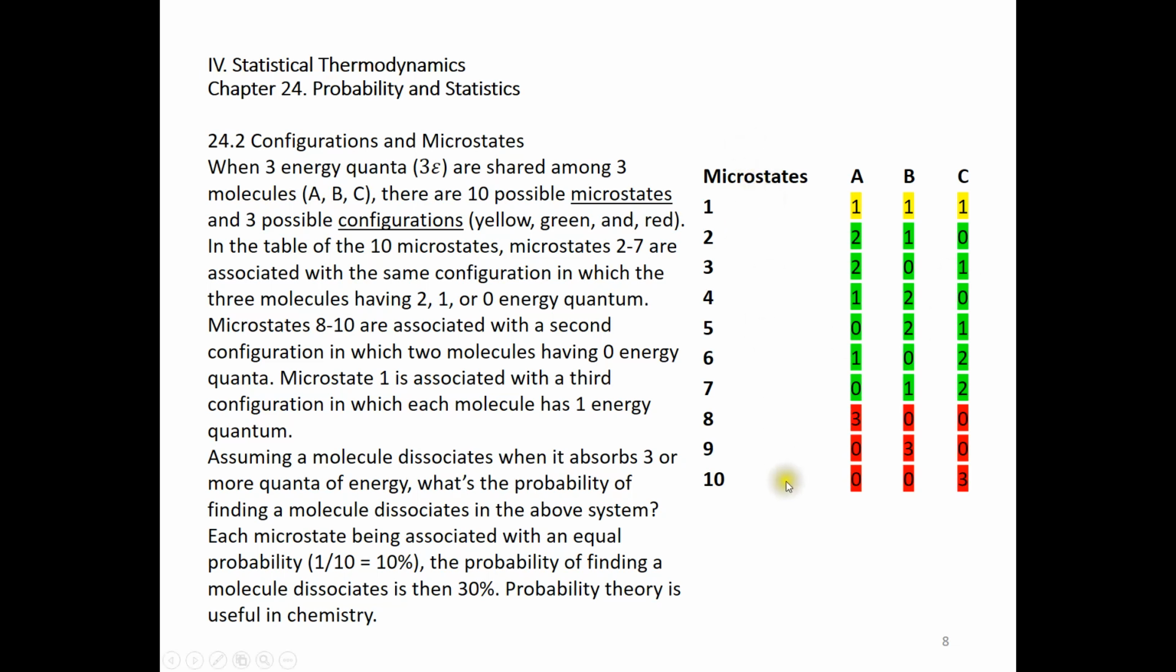Because we look at all 10 microstates, 3 correspond to a molecule having 3 or more energy quanta. That means these 3 microstates correspond to the dissociation of one molecule. 3 microstates out of 10 microstates. That means we have a 30% probability of finding a molecule dissociates in this system.